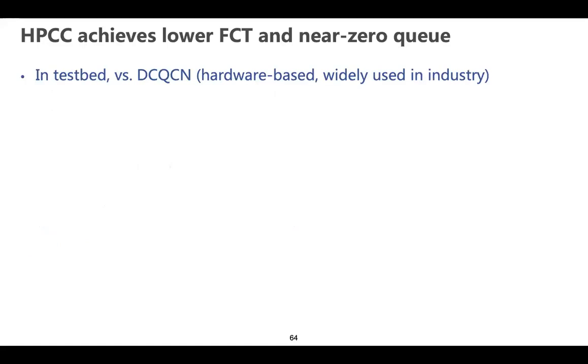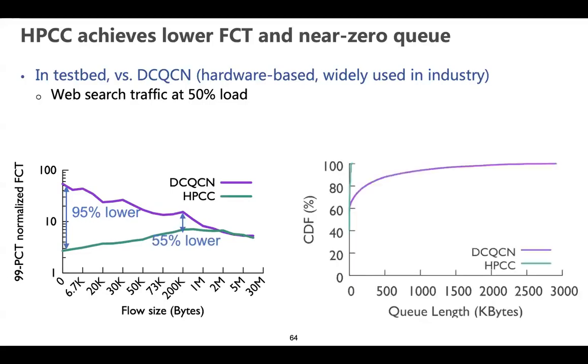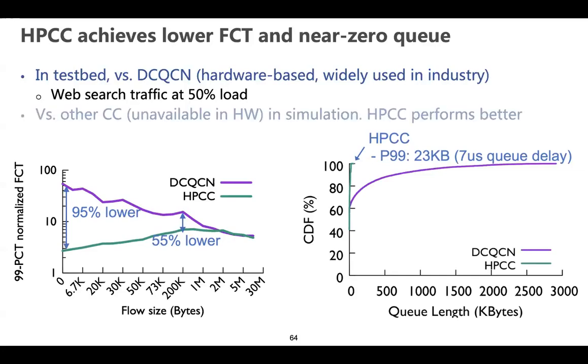Here I will show one example taken from the testbed. We compare with DCQCN because that's the only available hardware solution that we have. We use the web server traffic at 50% load, and we see that HPCC can reduce the tail flow completion time by at most 95%. We also measure the queue length distribution over the whole network. We can see that HPCC keeps the queue very low. Even at the 99th percentile, the queue length is only 23 kilobytes, which translates to 7 microseconds of queuing delay. We also compare with other congestion control schemes, but they are unavailable in hardware, so we do it in simulation, and the conclusions are similar.